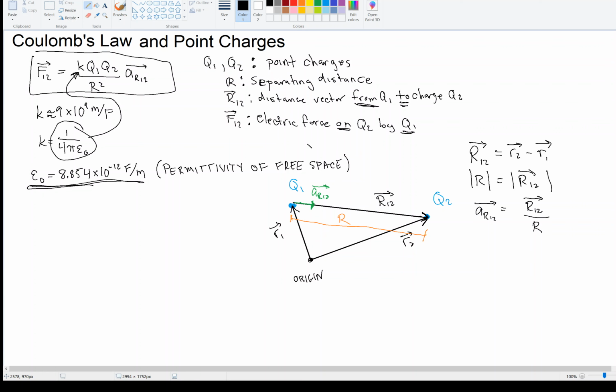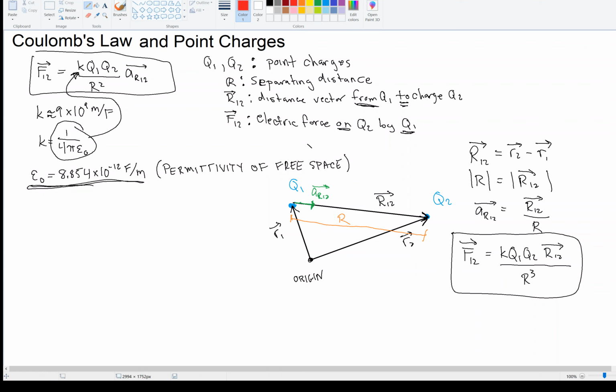All right, and after I do that, if I plug this unit vector into Coulomb's law, then I see that F12, the force 12 there, is k Q1 Q2 R12 over R cubed. So this could be a handier, more useful way of using Coulomb's law than its original form, because we usually know the position of the charges, and then we're going to have to get a unit vector in that direction anyway. So this is how we get the unit vector. So we might as well write Coulomb's law like this.